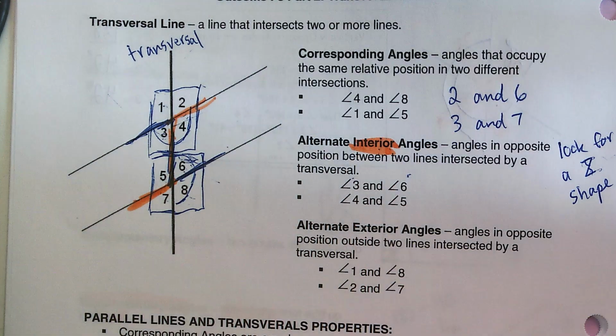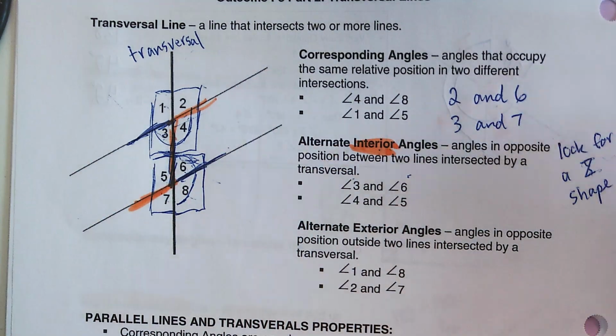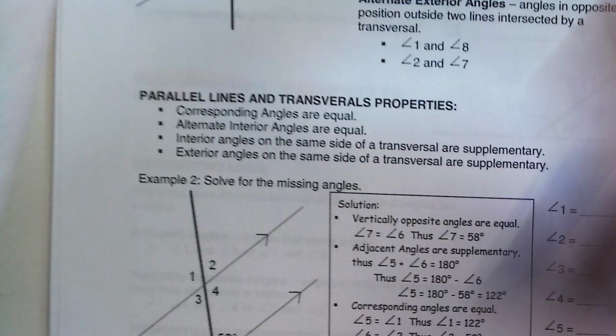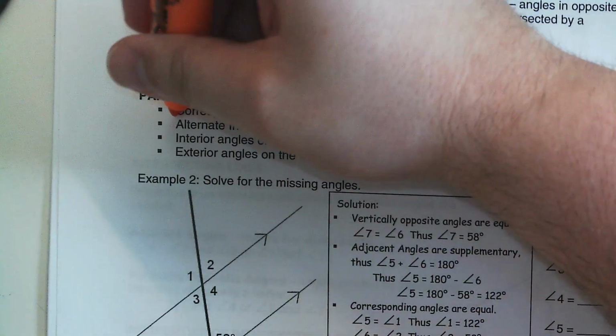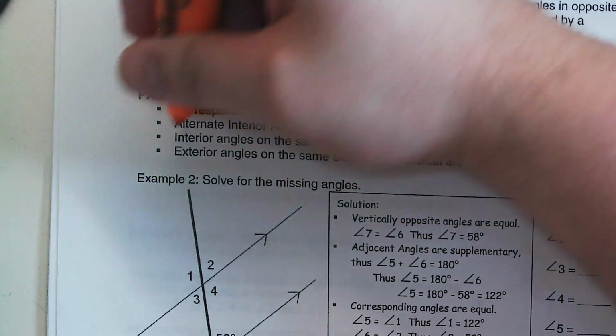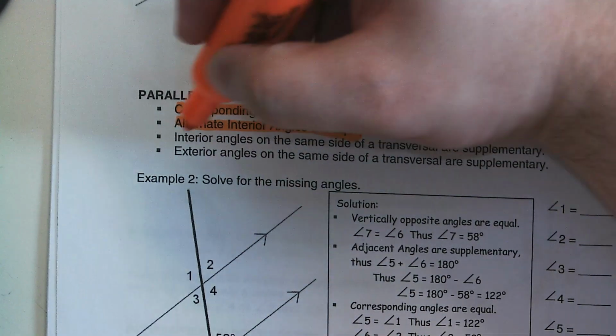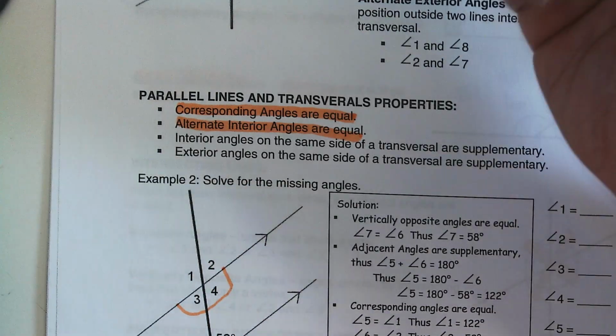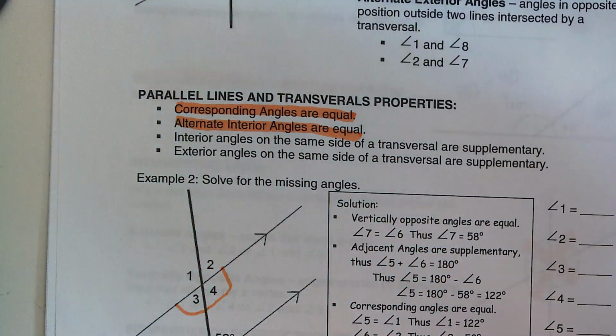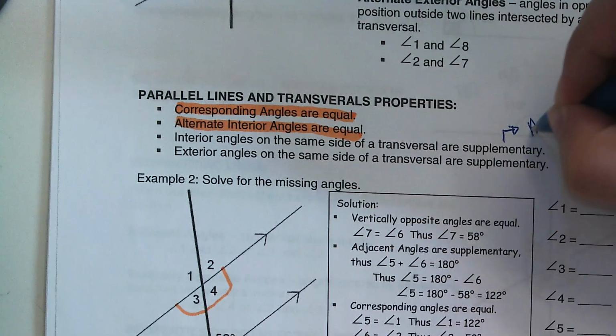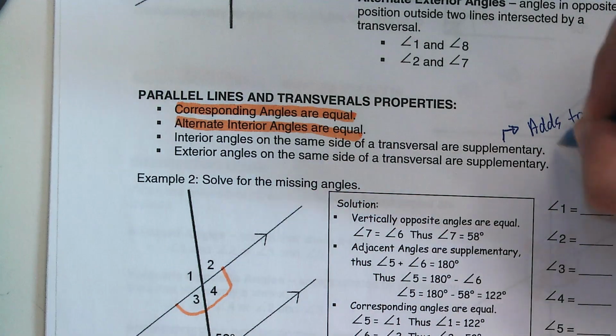So we're going to be using these properties where we are going to be given an angle, and then we are going to figure out what all of the other angles are using one of these properties that we have talked about. Okay? Now just one more thing here. There are the properties here that say corresponding angles are equal, alternate interior angles are equal, and any interior angles on the same side, so for example 3 and 4, are going to be supplementary. Remember, supplementary means it adds up to 180.